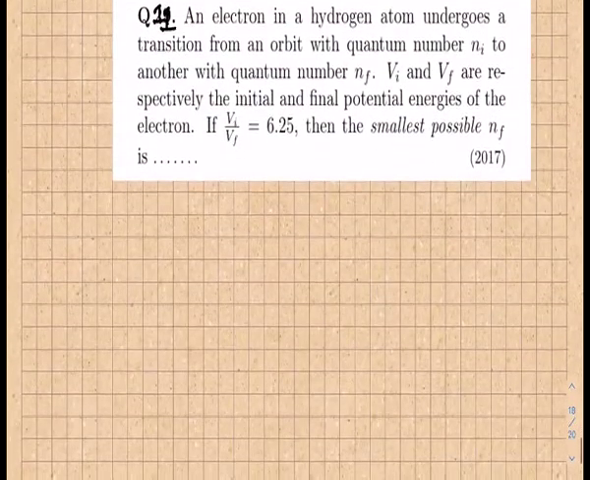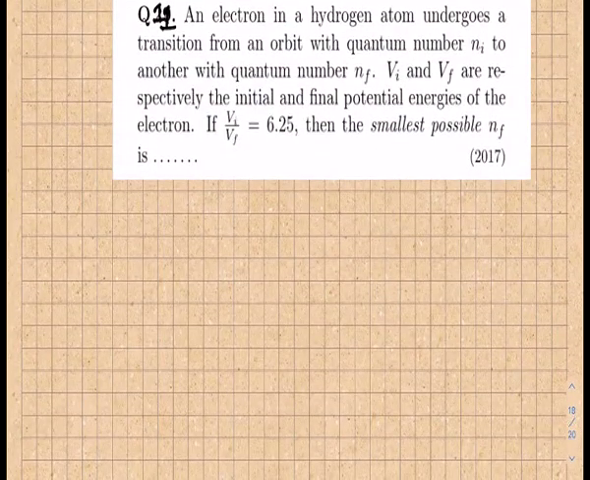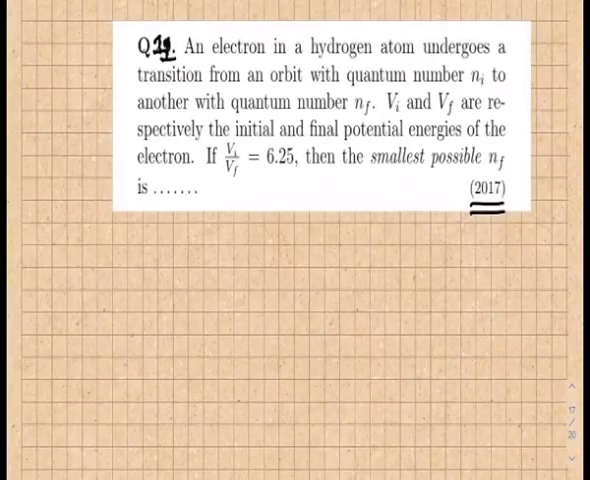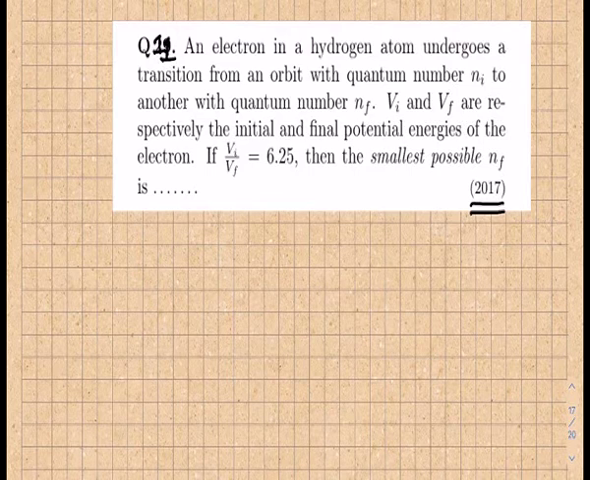Let us solve this one. This is again related to both. This was asked in 2017. An electron in a hydrogen atom undergoes a transition from an orbit with quantum number ni to another with quantum number nf. Vi and Vf are respectively the initial and final potential energies of the electron. If the ratio Vi by Vf is given to be 6.25, then the smallest possible nf is what?